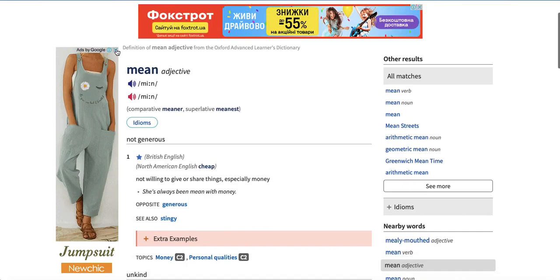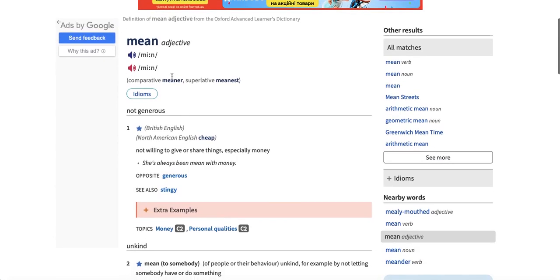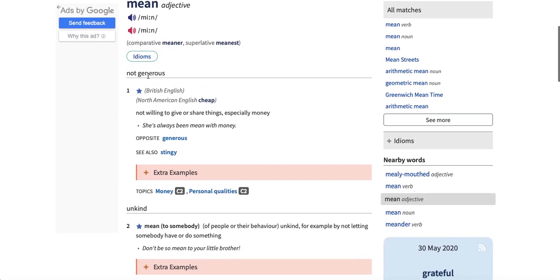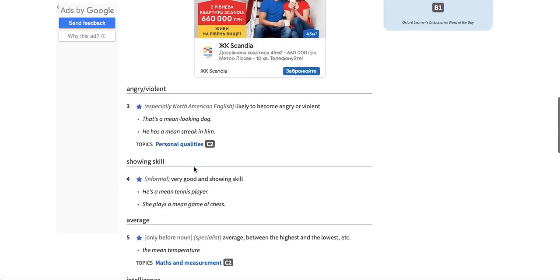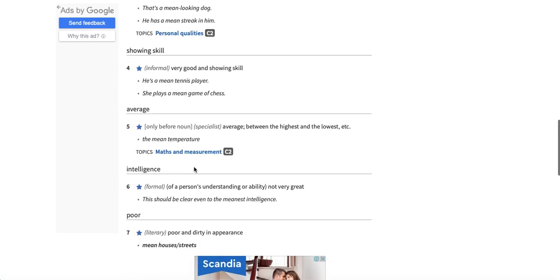This entry doesn't give the level of this adjective, but still it gives meanings. For example, not generous or unkind. And if we scroll a little bit down, then we can see here one new expression, one new meaning that can be absolutely new.